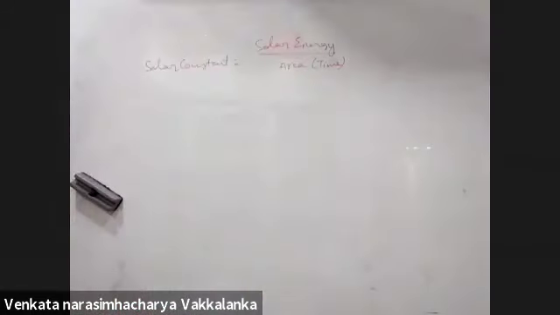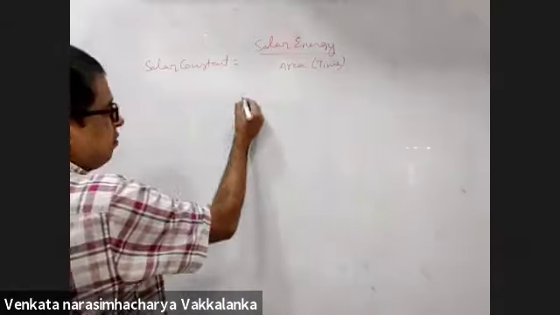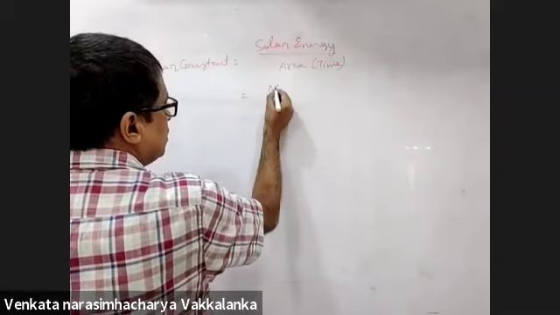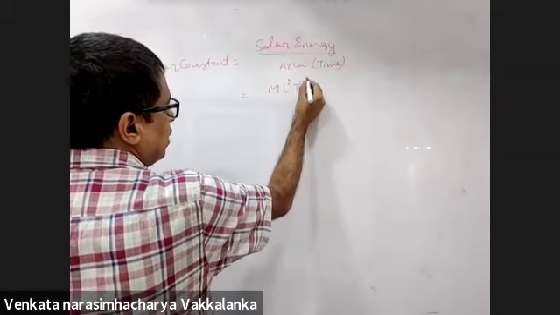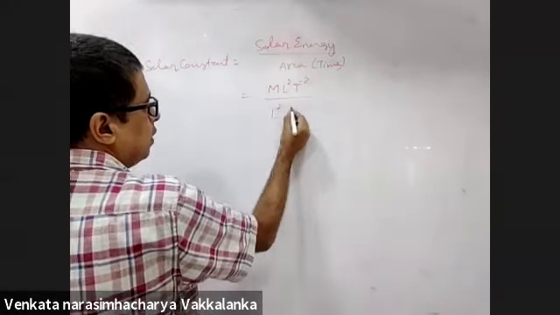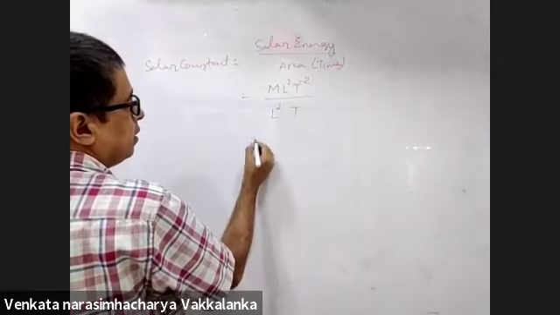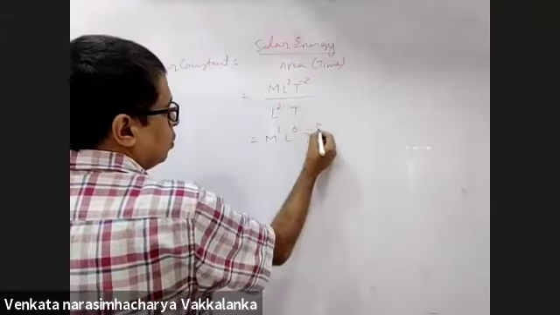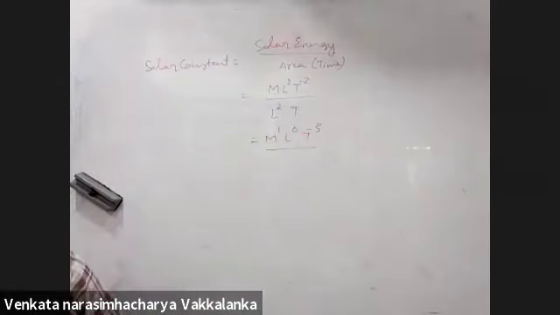Quick. Dimensional formula for solar constant, 2020 September. Done, sir. Energy is M L squared T to the power minus 2. Divided by L squared T, this is M to the power 1, L to the power 0, T to the power minus 3.